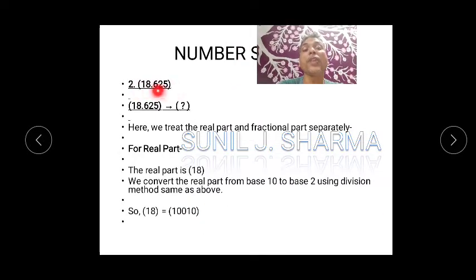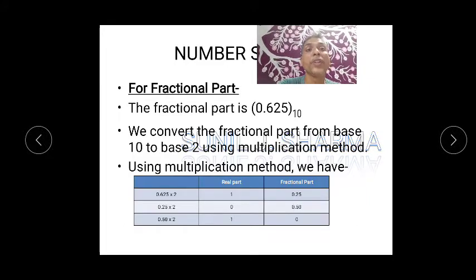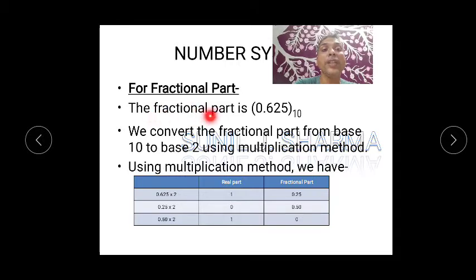Now you can see that your number is 18.625. Everyone knows how to change 18. This we have already done in the examples. You just have to divide it by 2 and collect your remainders, but remember that you have to move from bottom to top, not top to bottom. Let's see, I think we are very much interested in the fractional part. So the fractional part is very easy.